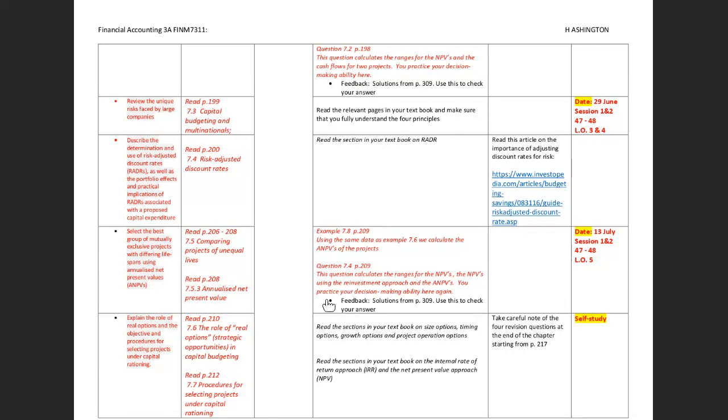And then step 3, you compare the ANPVs, and the project with the highest ANPV is the one that is preferred. So if you look at example 7.8, you see where they are talking about this present value annuity factor. That comes from the time value of money annuity tables.